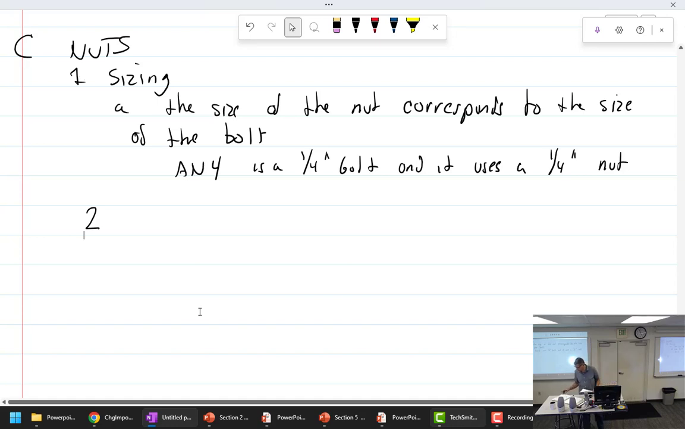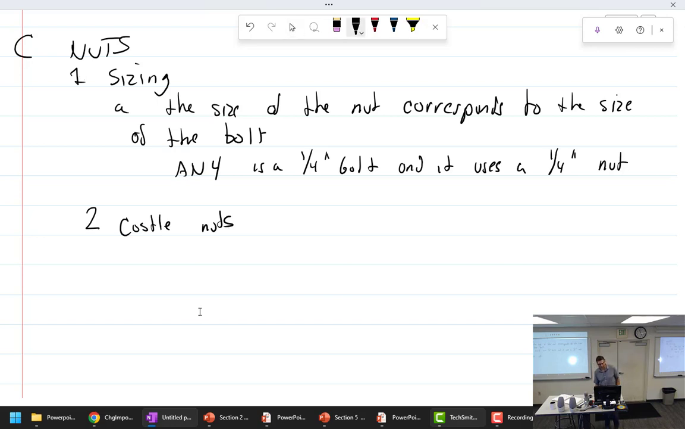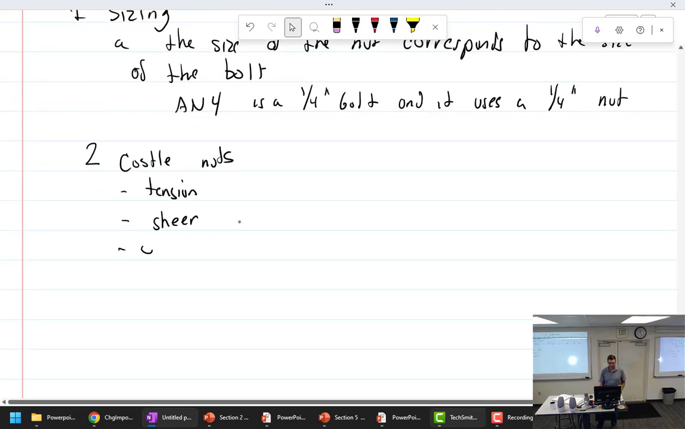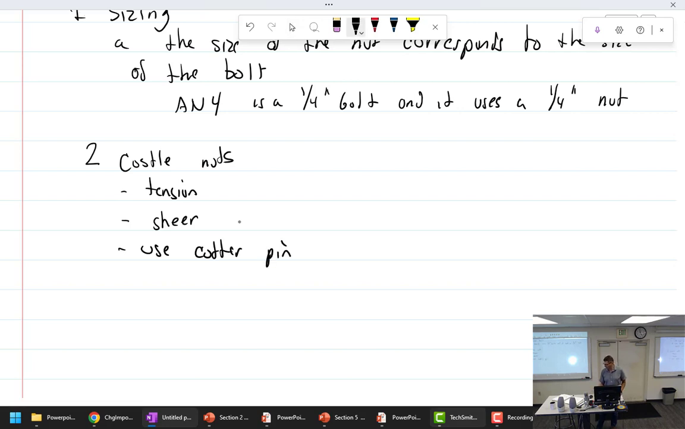All right, so plane nuts. Let me see. All right, so nuts. We'll do castle nuts. I don't have anything written down about castle nuts. I'm just going to put there's tension and there's shear. I'm going to make sure I spell shear right, S-H-E-E-R, because S-H-E-A-R is a whole other thing. Okay, so there's castle nuts, tension, shear. They use a cotter pin. Cotter pin, I told you about the torque.